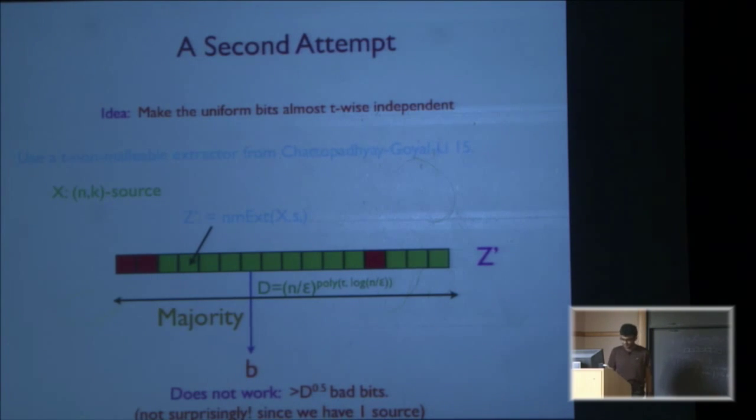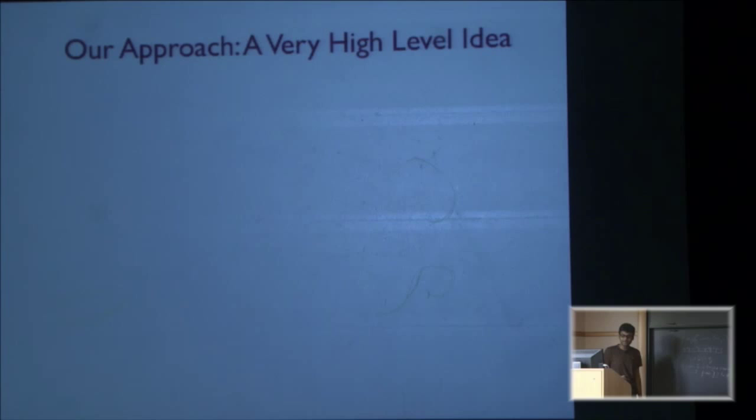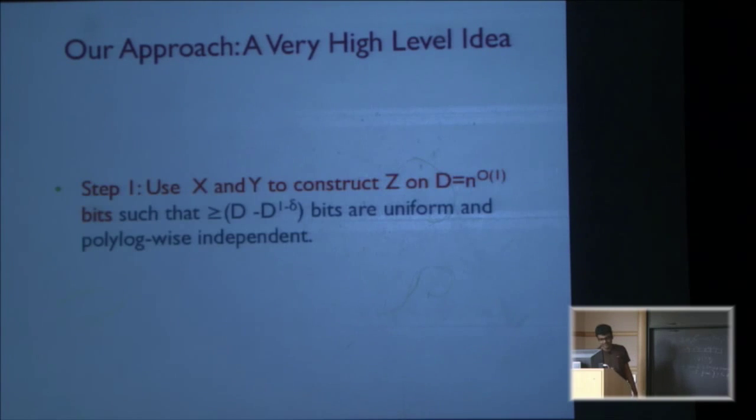All right. So our approach, the very high-level idea, is in step 1, we use x and y, both the sources now, to construct a string z, which is polynomially large, d bits, such that there are d power 1 minus delta bad bits. And the good bits are almost polylog-wise independent.